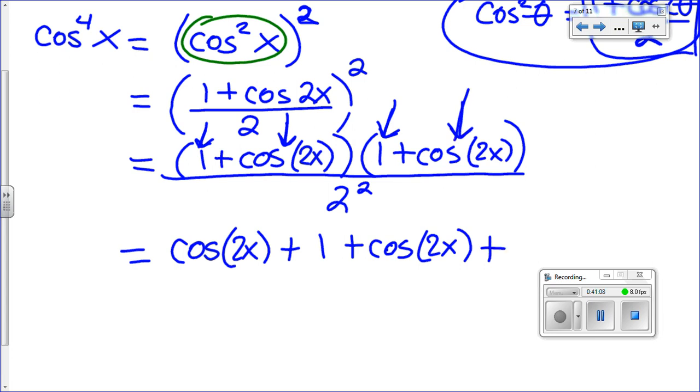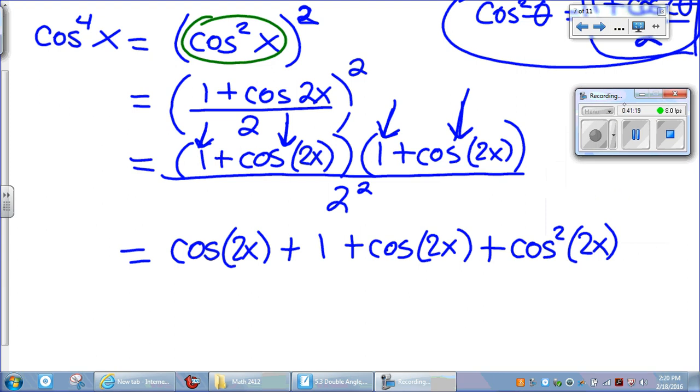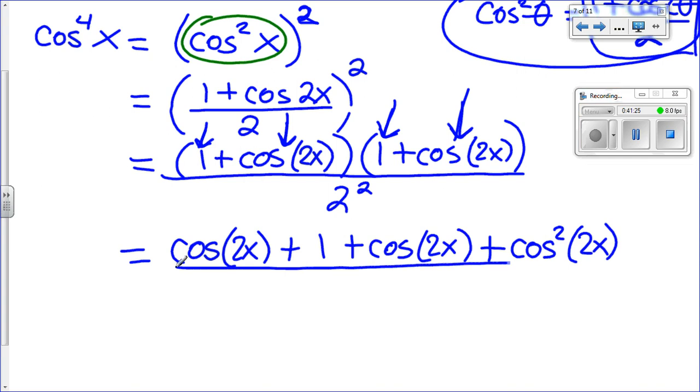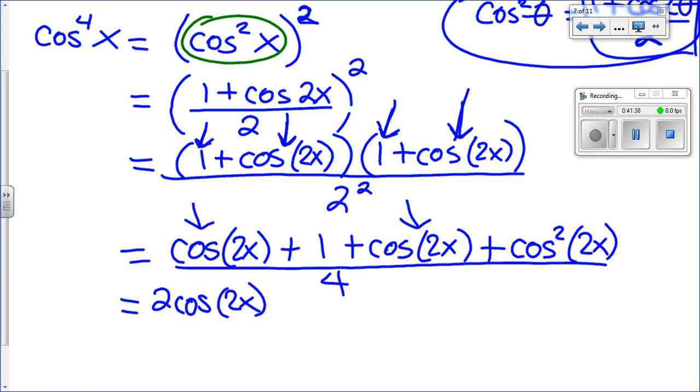So what would that be? Cosine to what power? Square. The angle remains the same, okay? We're not multiplying the angles. So let's reduce it a little bit here, and of course everything over 4. If we reduce it, we can combine cosine of 2x with cosine of 2x. How many of those do we have? So 2 cosine of 2x plus 1 plus cosine square of 2x.